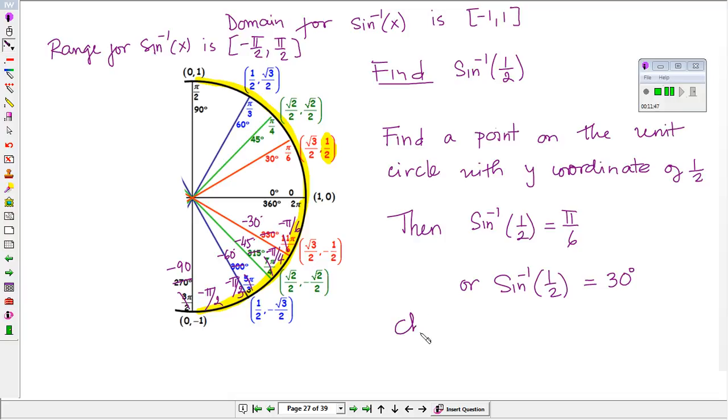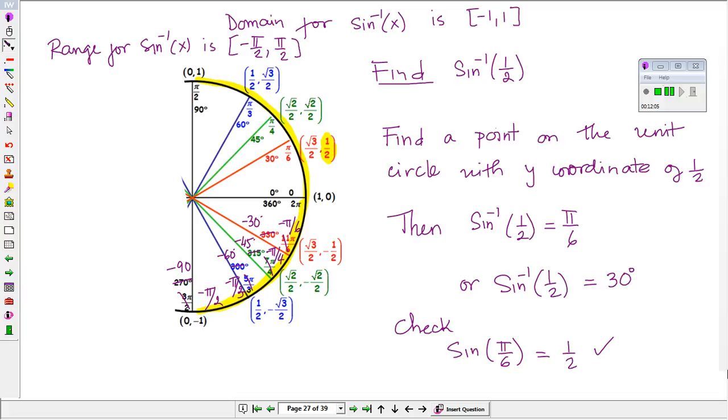Now we can check our answer. So you will do sine of pi over 6. So go sine of pi over 6. The answer is 1/2. Check.